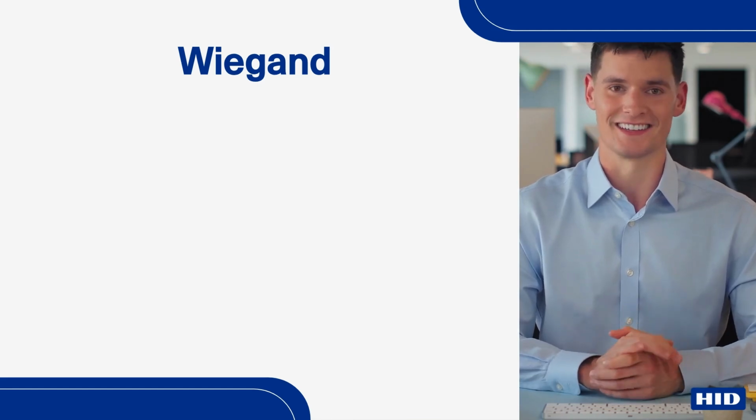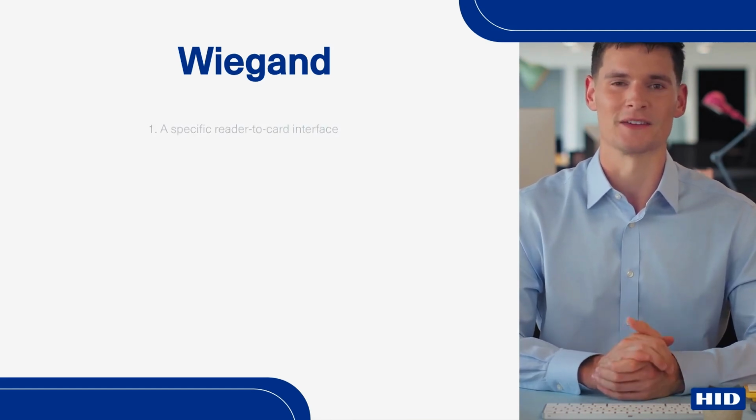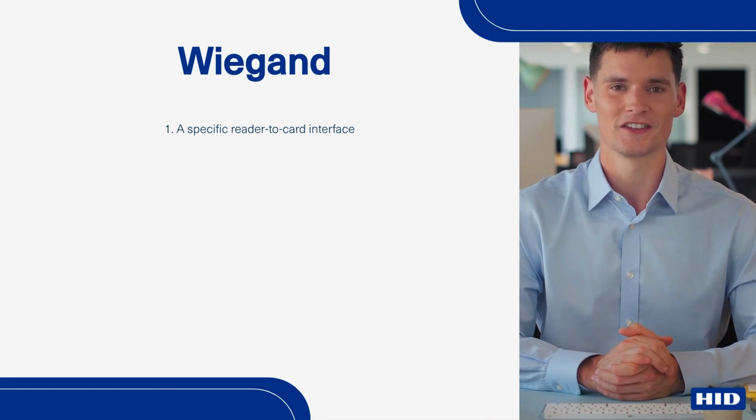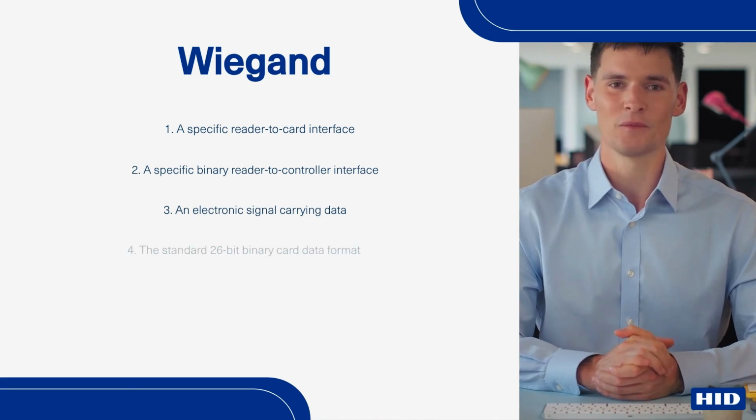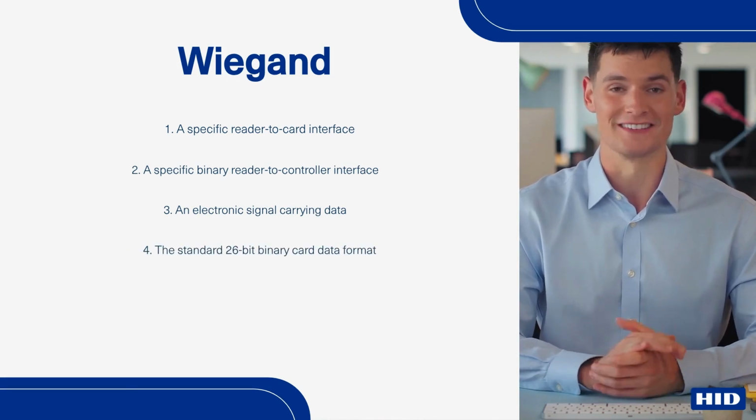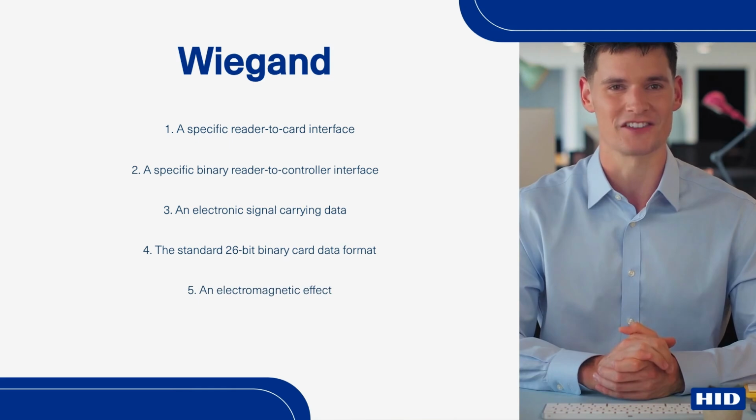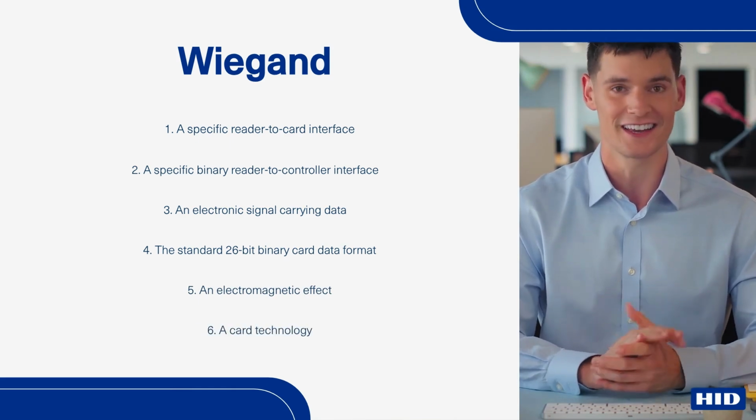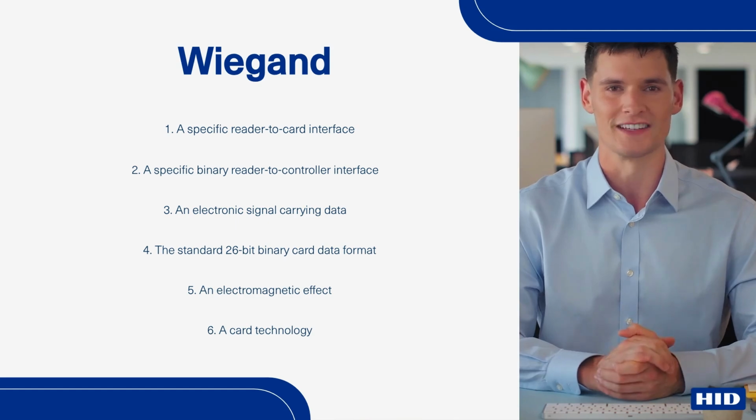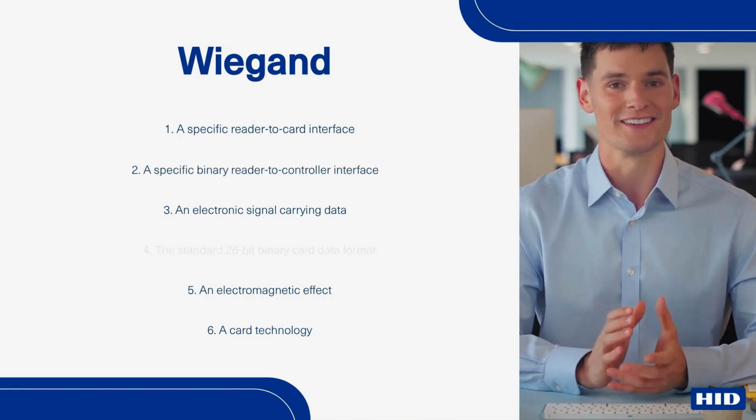Here are the basics. Wiegand is: 1. A specific reader-to-card interface. 2. A specific binary reader-to-controller interface. 3. An electronic signal carrying data. 4. The standard 26-bit binary card data format. 5. An electromagnetic effect. And 6. A card technology. For the purposes of this video, we will address items 2 and 4. Note, there are additional card reader attributes that are also described by the term Wiegand.